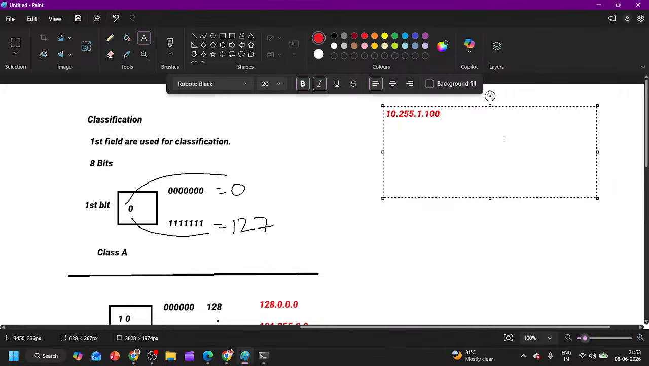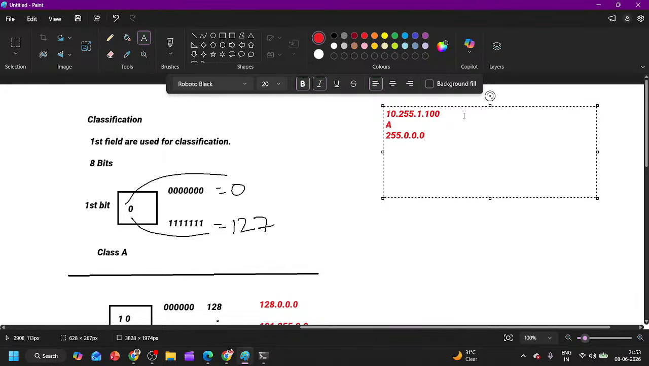To identify the class, you will only check the first octet. It's class A. The second octet, third octet, and fourth octet don't matter to identify the class. Only the first octet value matters. So if the value in the first octet is 10, this IP address belongs to class A. And the default subnet mask for class A is 255.0.0.0.